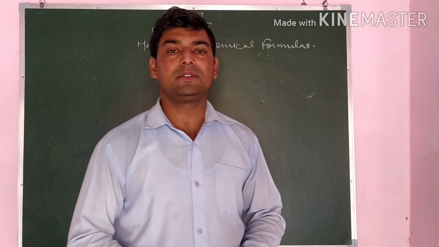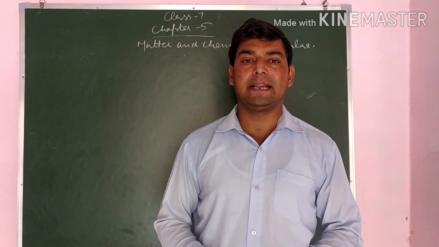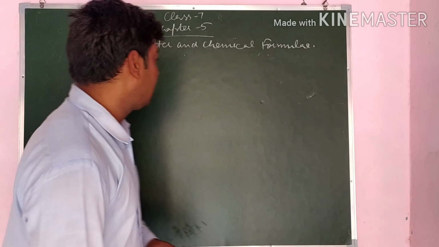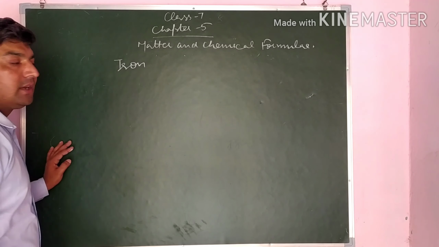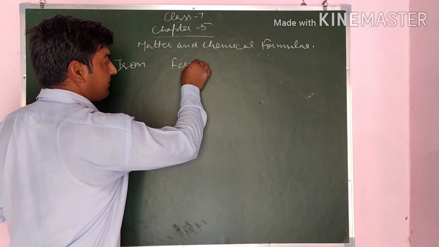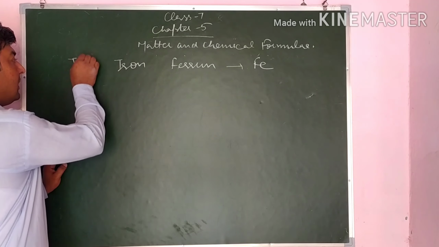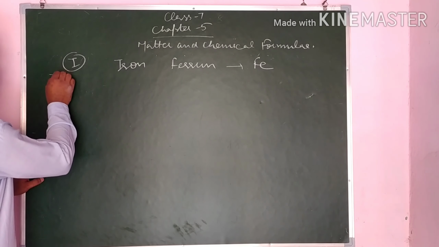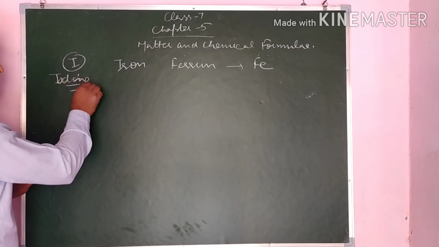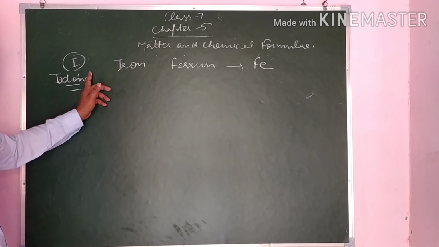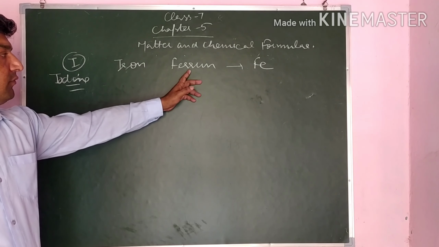Students, the symbols of some elements are derived from their Latin names. Such that we have iron. The Latin name of iron is ferrum. So its symbol is Fe, not I. I is the symbol of iodine. So for iron it is not I. The symbol of iron is Fe, derived from its Latin name ferrum.